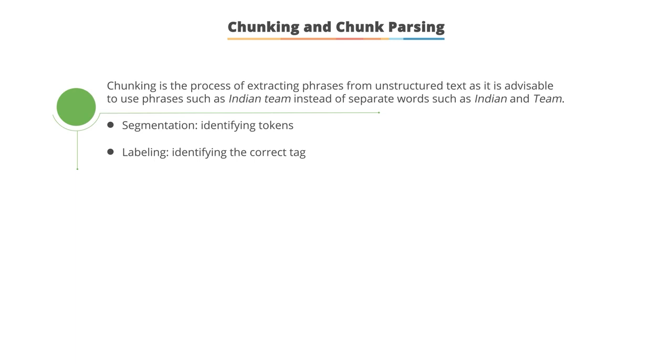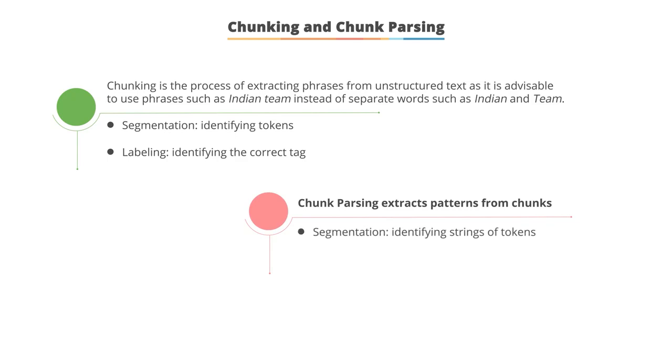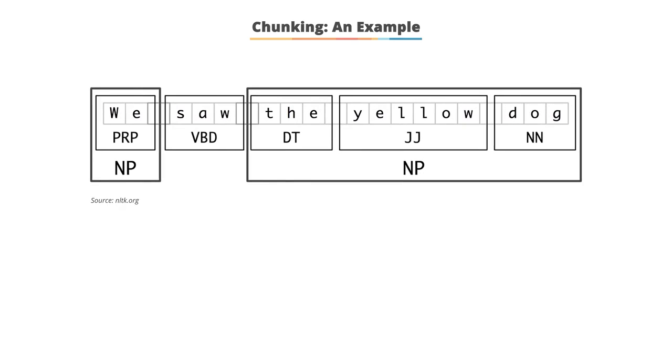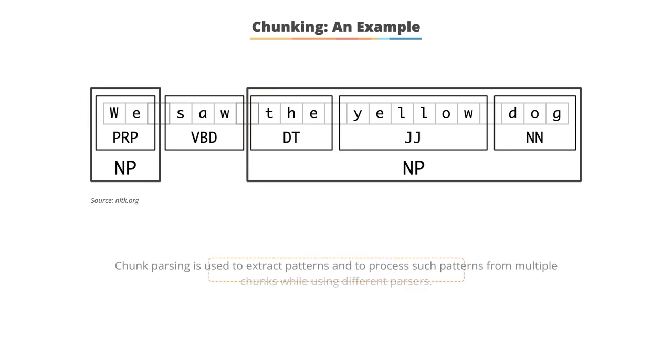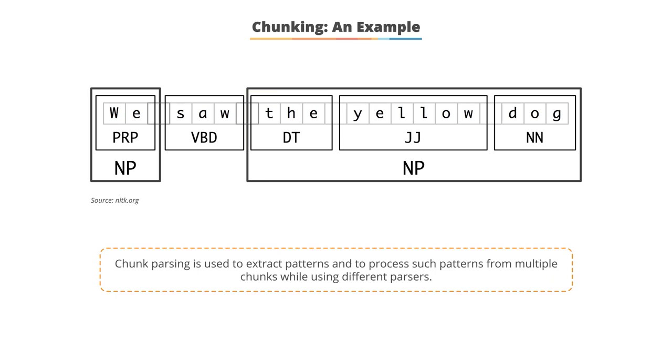These chunks correspond to mixed patterns in some way. To extract patterns from chunks, we need chunk parsing. In chunk parsing, segmentation refers to identifying strings of tokens, and labeling refers to identifying the correct chunk type. Let's look at the given example. You can see here that yellow is an adjective, dog is a noun, and the is the determiner, which are chunked together into a noun phrase. Similarly, chunk parsing is used to extract patterns and to process such patterns from multiple chunks while using different parsers.